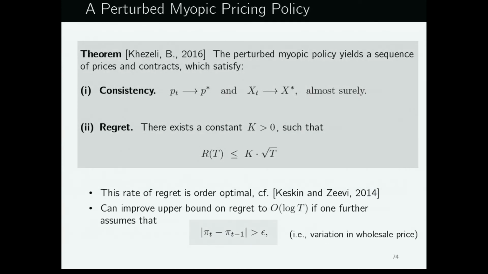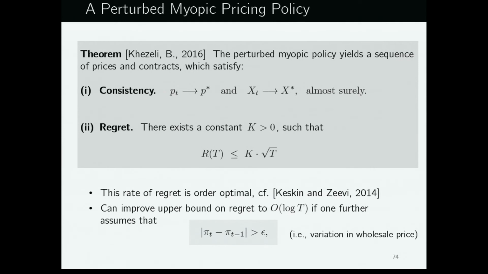And so what you can prove is, under this perturbed myopic policy, which introduces this excitation to the myopic price, you can achieve an order of regret which is square root t, and this is actually optimal. You can prove this. There are several nice papers by Besbes and Zeevi, Keskin, and others which look at similar problems in which they establish lower bounds that hold for this setting as well.